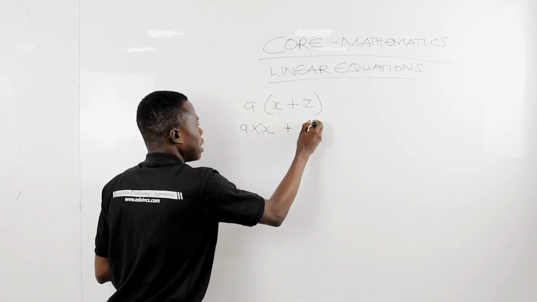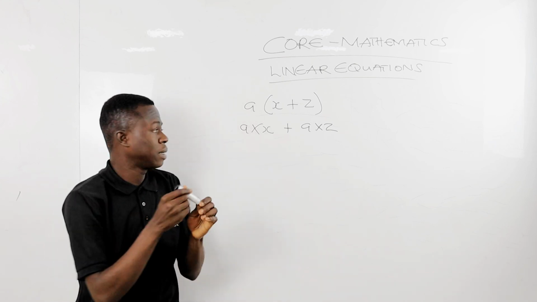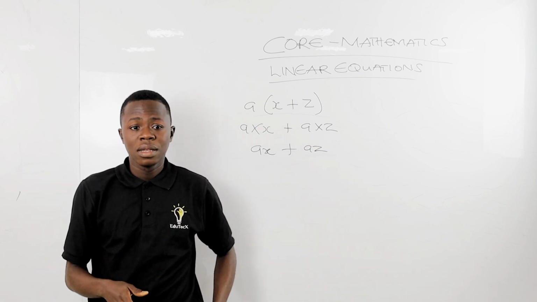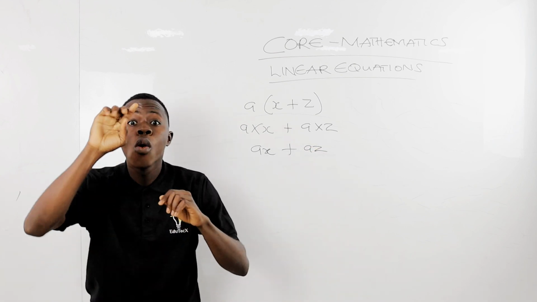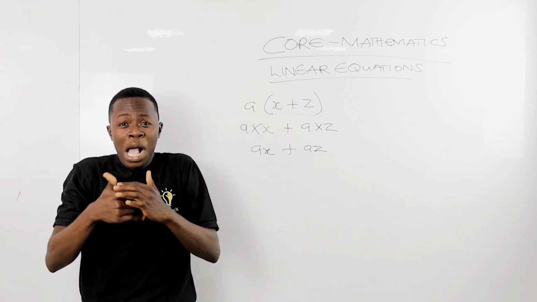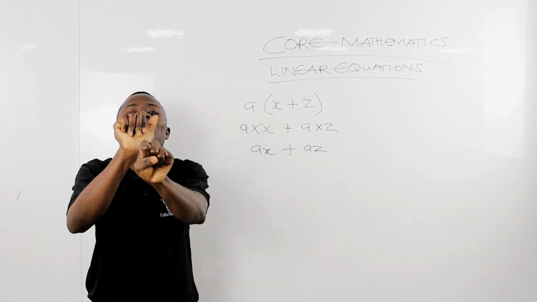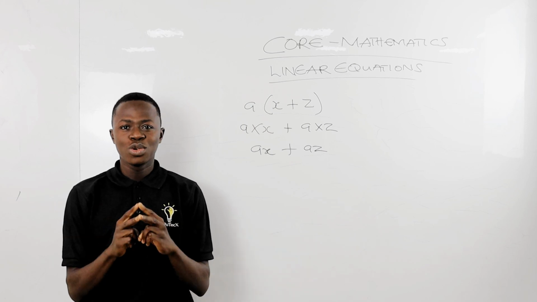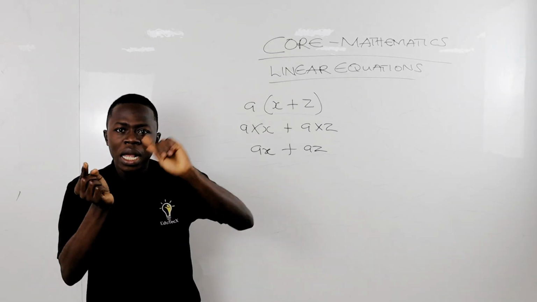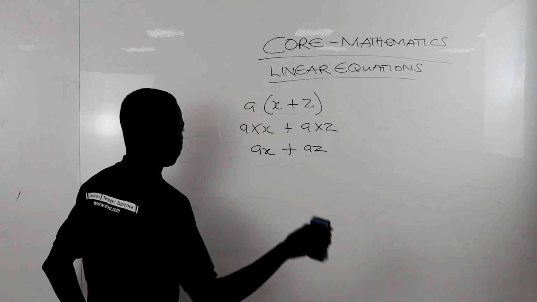So let's see how that is done on the board. So a multiplying x plus a multiplying z. So what does the answer become? You're going to have the answer to be ax plus az. Do you see the bracket? No. So you realize that the bracket has been expanded, so you don't see the bracket anymore. So that is how to expand a bracket when you have one.